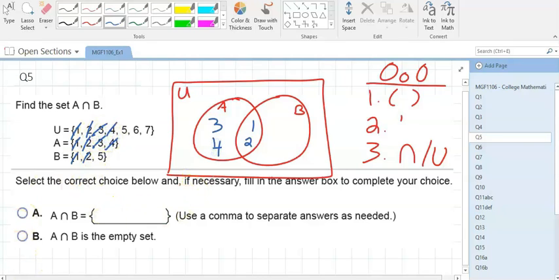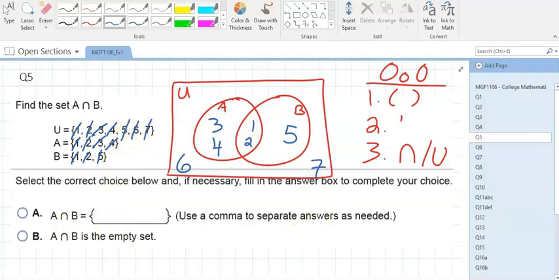Cross those off. What numbers are left in B? 5. Cross those off. And who is hanging out in the universe? 6 and 7. Because those are the only numbers we didn't cross off. And now we're ready to start going through the questions.